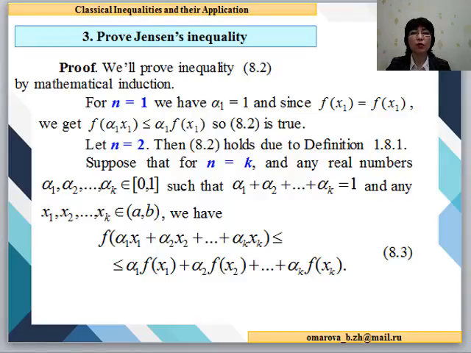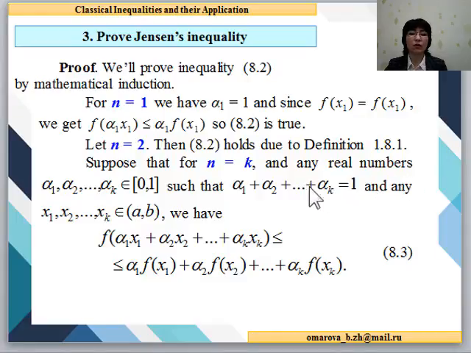We will prove the inequality number 8.2 by mathematical induction. For n equal to 1, we have alpha sub 1 equal 1 and the sign we have the following equality. Then we get the following inequality. So the inequality number 8.2 is true. Let n equal to 2. Then inequality number 8.2 holds by the definition number 1 in the last lecture.